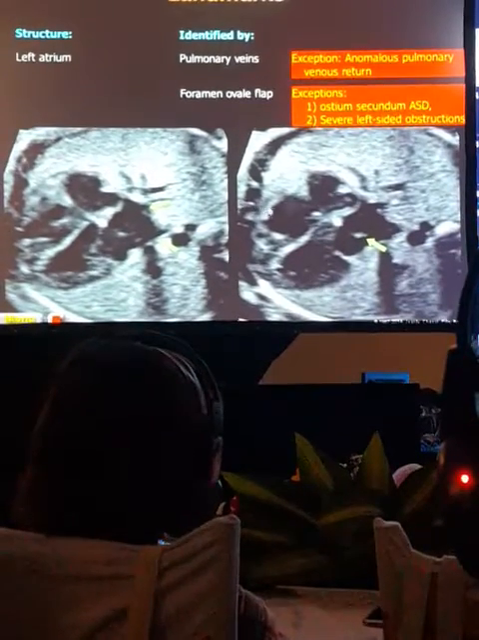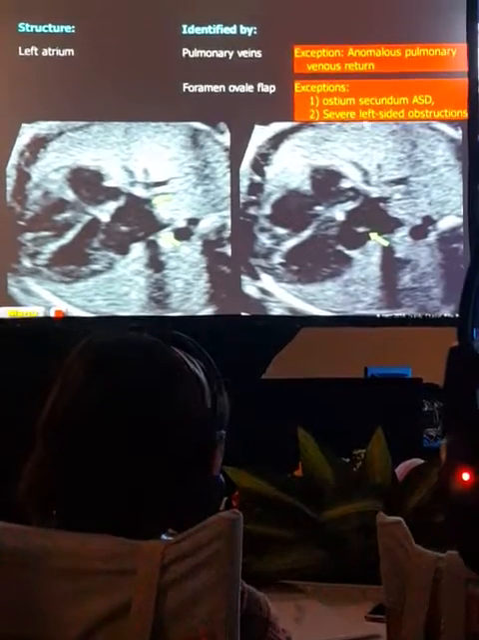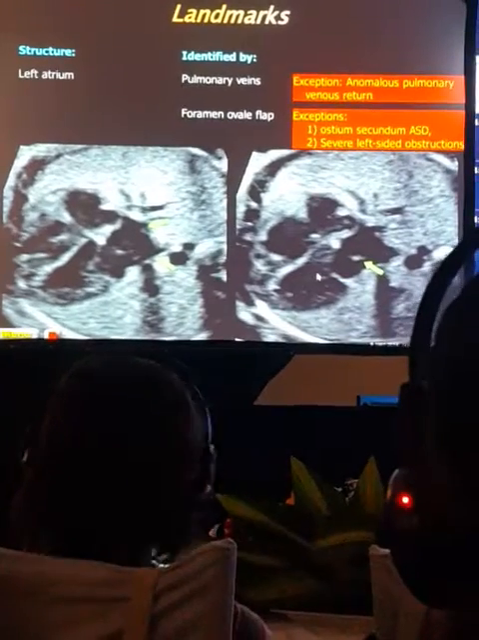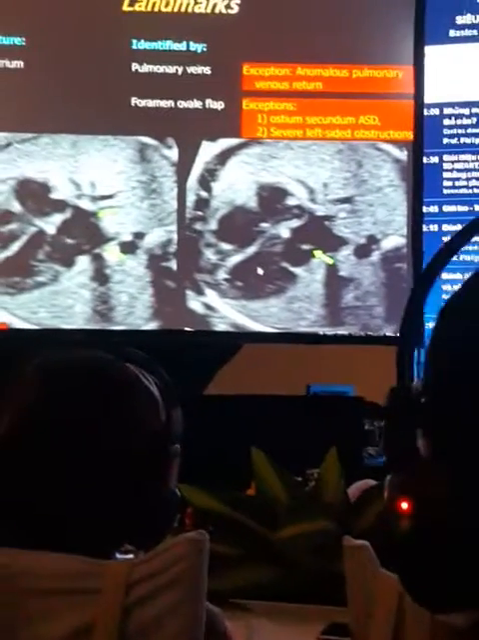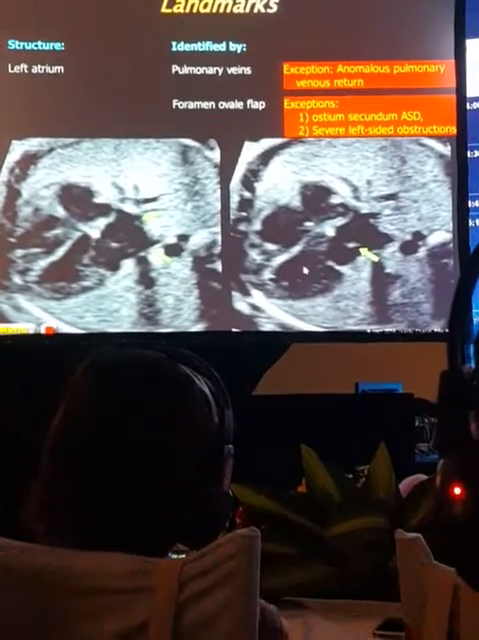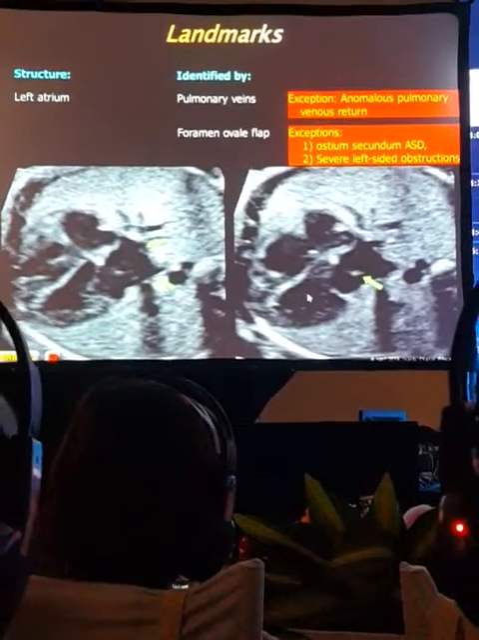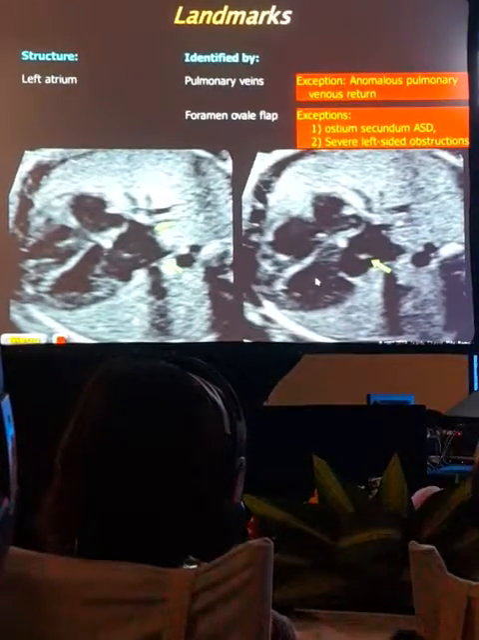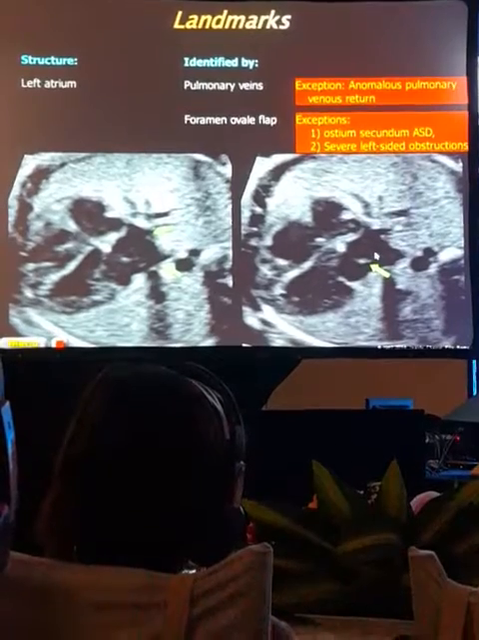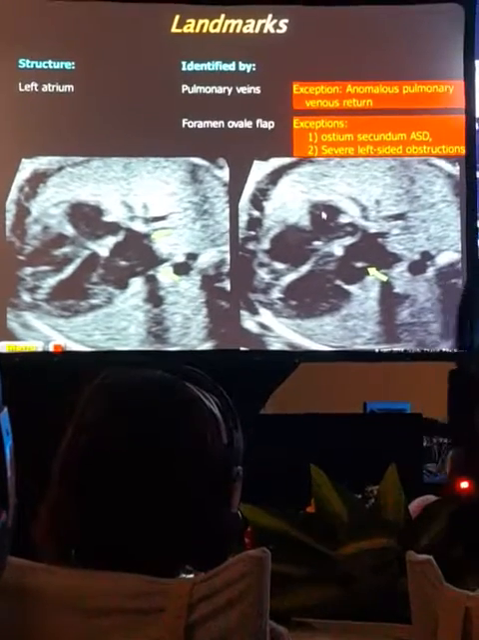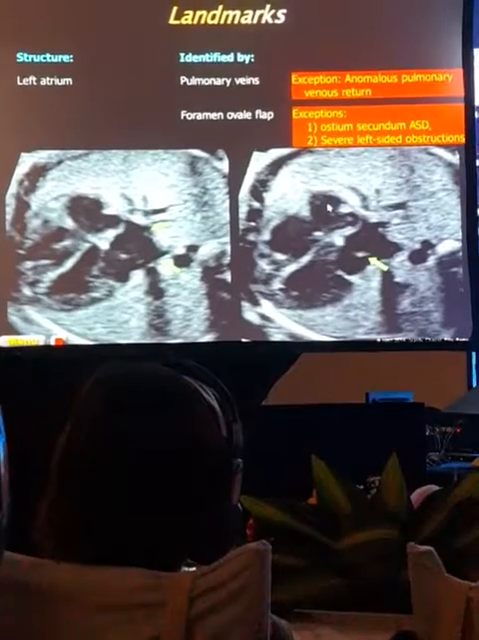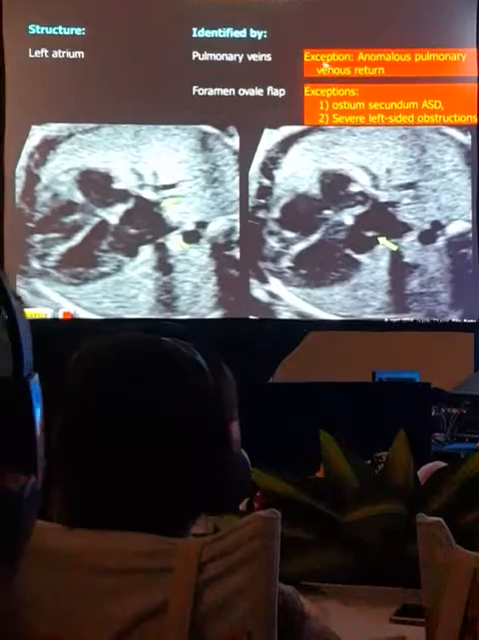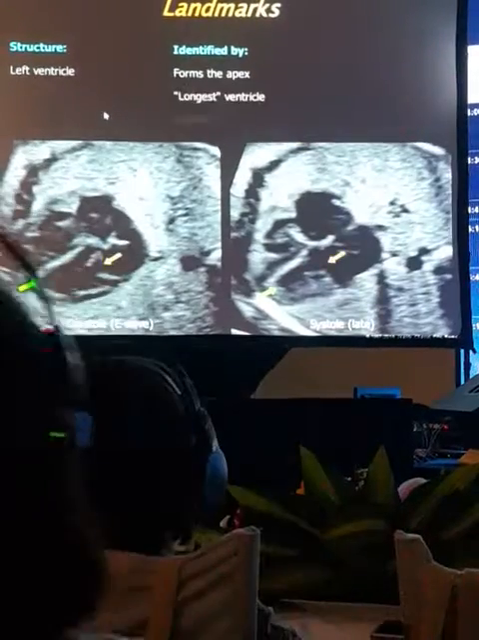The second condition is when you have a severe left sided obstruction. Let's assume that you develop aortic atresia. In aortic atresia, the blood will not come out of the aorta, it will not come out of the left ventricle, it will regurgitate into the left atrium, and will have to go to the right atrium to exit. Therefore, the blood going from the left to the right will push the foramen ovale flap in the other direction, and you won't have the foramen ovale flap. So these are the three exceptions to the rule of identifying the left atrium.